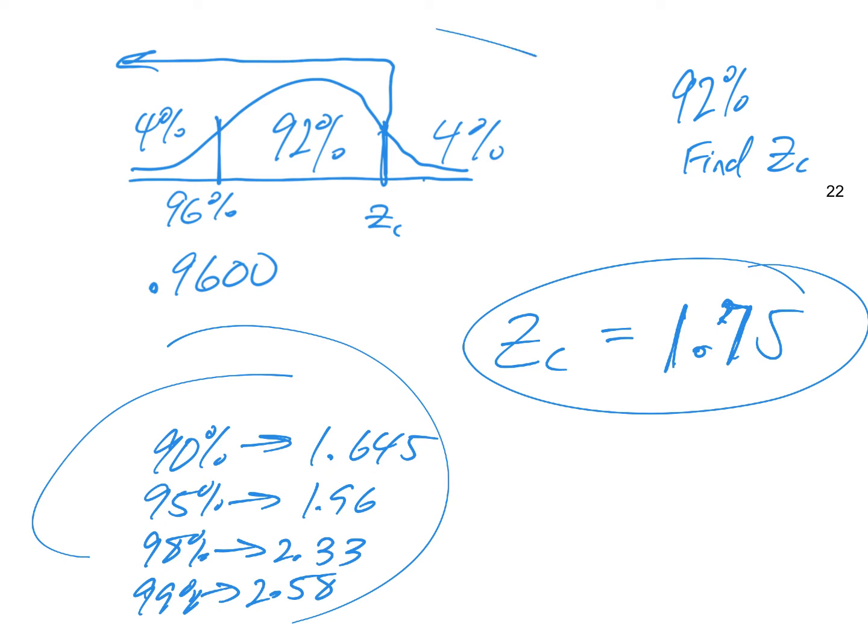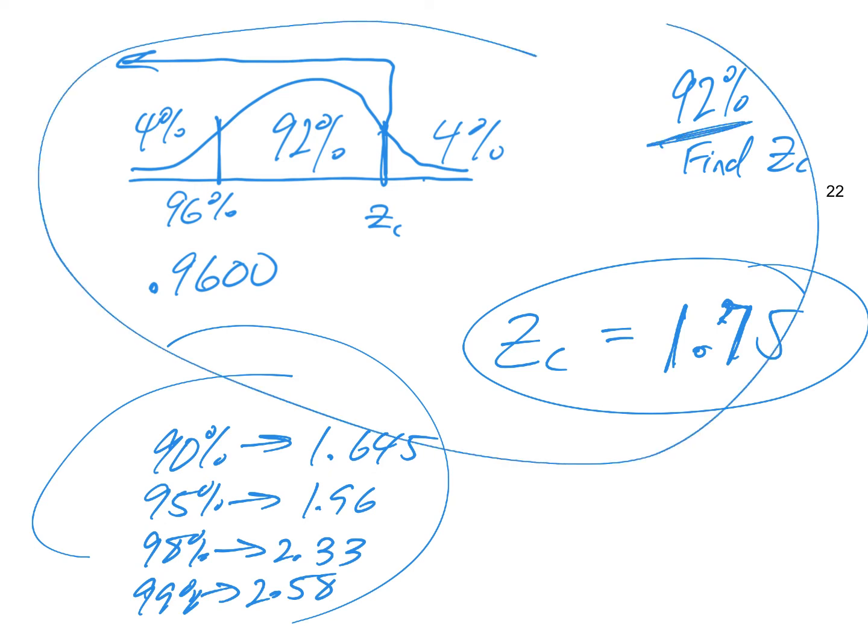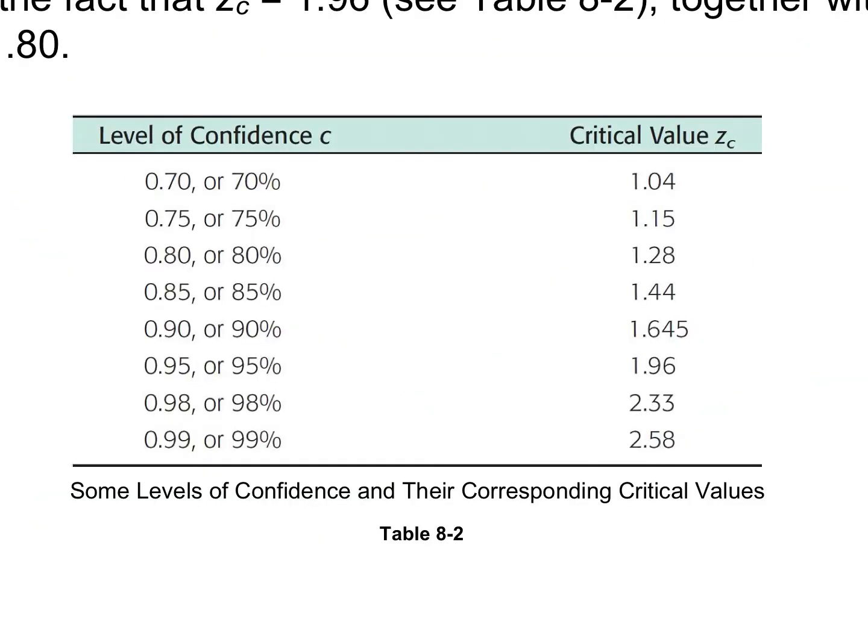But what I did here, you can find any value for z sub c that you want for any confidence interval by doing this work. So let's take a moment and look at some very common critical values.